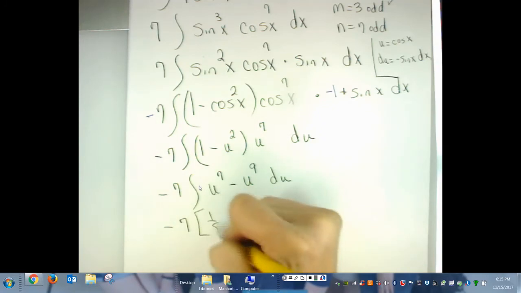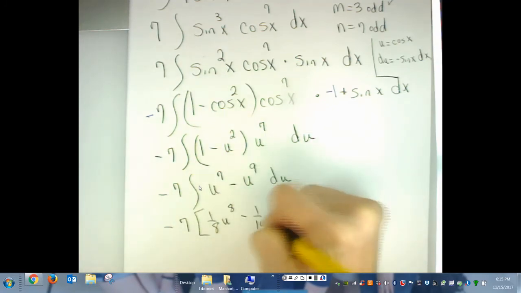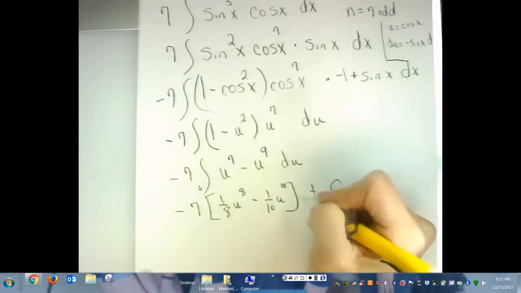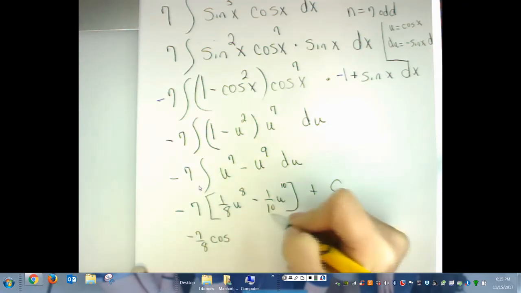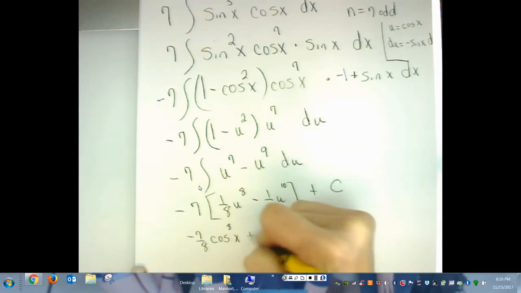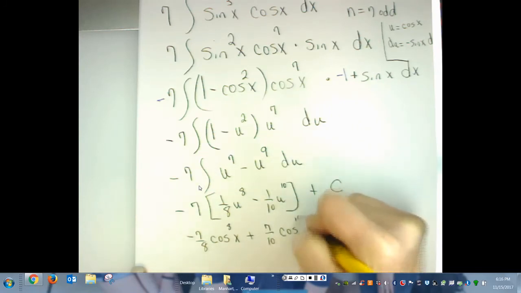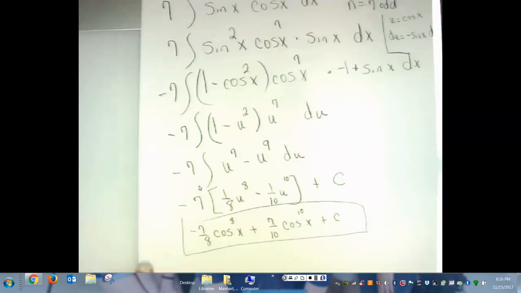Obviously, that's 1/8 u to the 8th minus 1/10 u to the 10th plus c. And you can distribute the -7, but that's -7 over 8 cosine of x to the 8th power plus 7 over 10 cosine of x to the 10th power plus c. So there's your final answer.